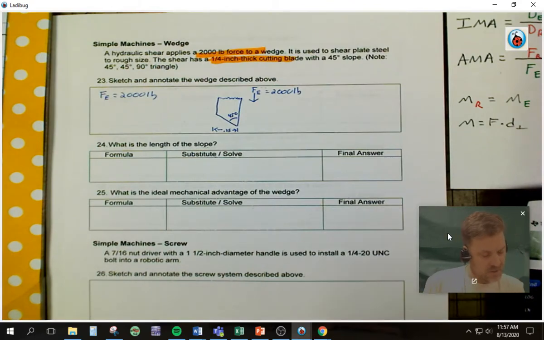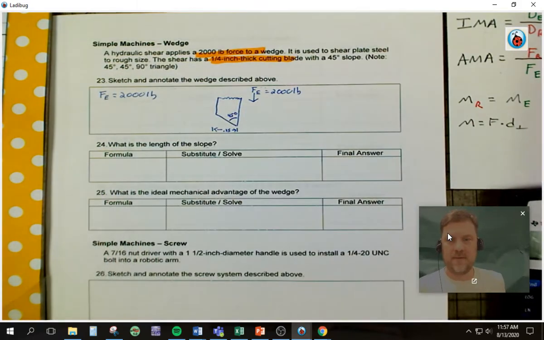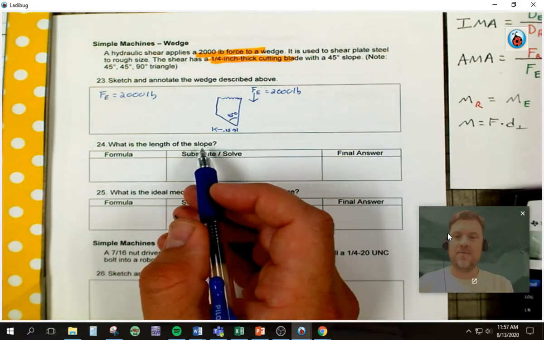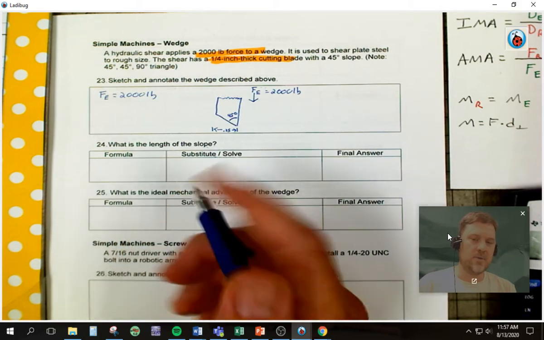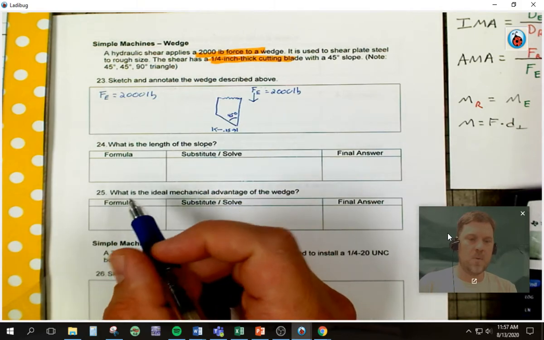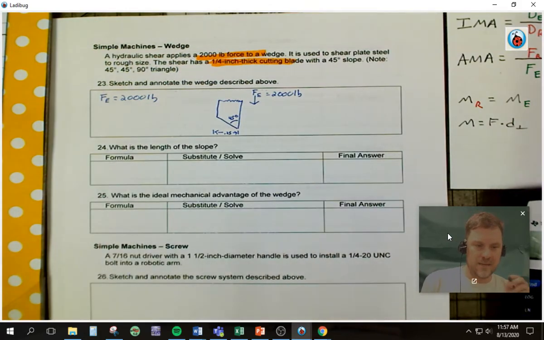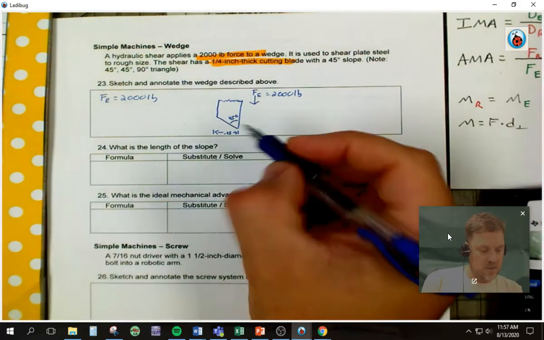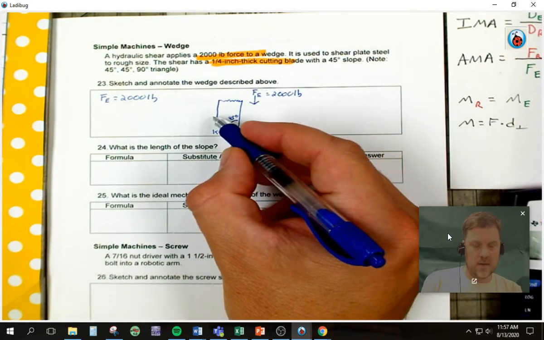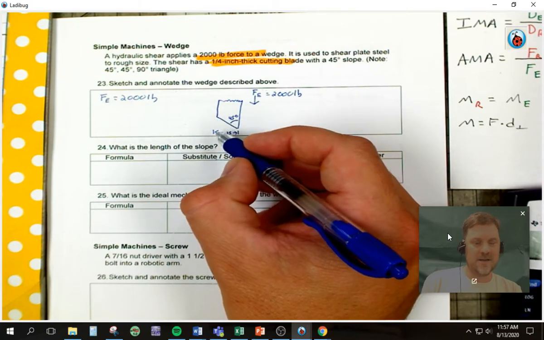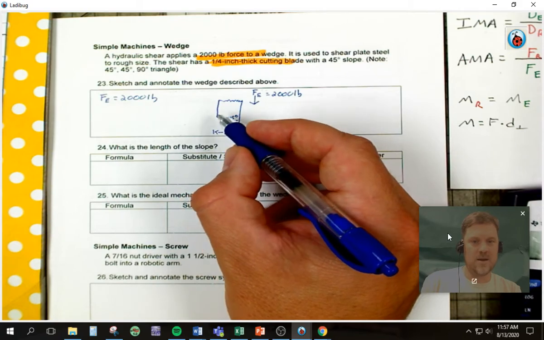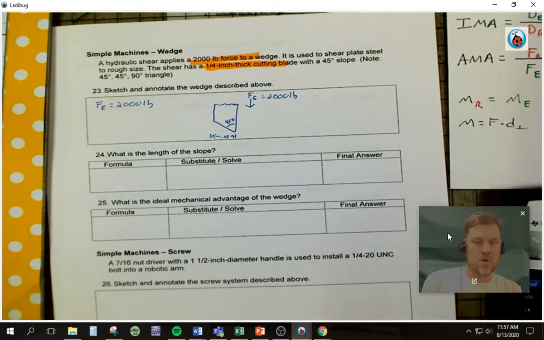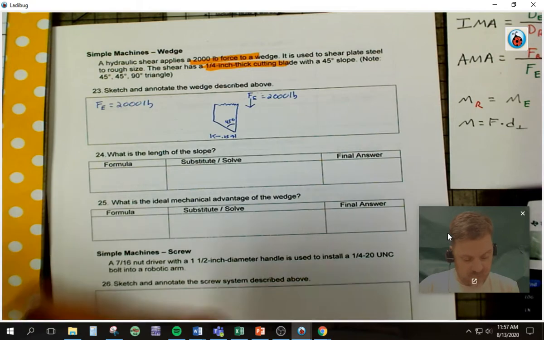It says also, hey, make sure you note that it's about a 45, 45, 90 triangle. What is the length of the slope? Now, they try to trick us a little bit right here with this problem, because remember when we were dealing with inclined planes, we need that hypotenuse. That's going to be our distance effort, okay? But in this guy, our distance effort is going to be this length here. So don't let it fool you. They're trying to fool you, but we're going to do it anyway.